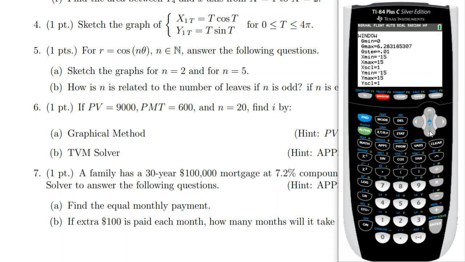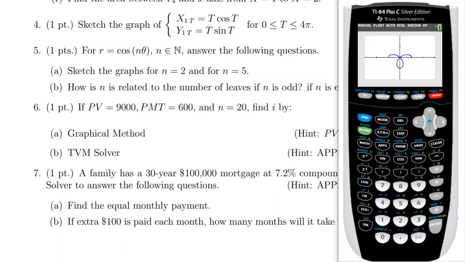So I'm going to make the window size smaller. X will go from negative 3 to positive 3, and then y would be negative 2 to positive 2. How about that? Hit graph.